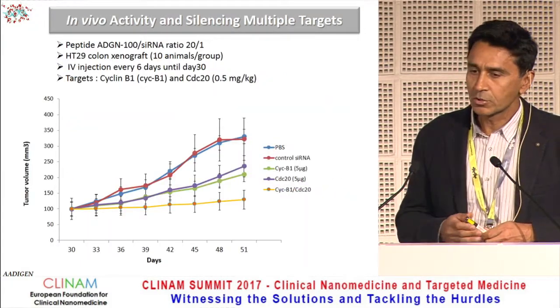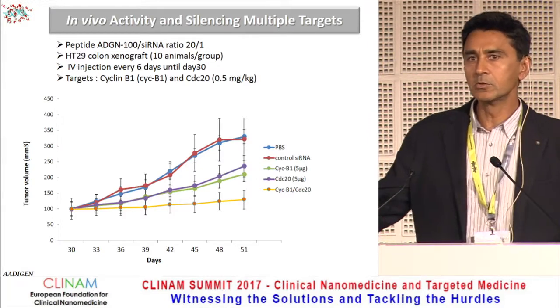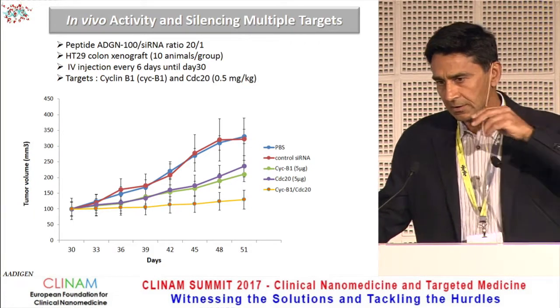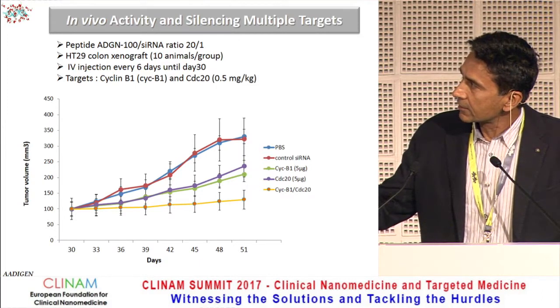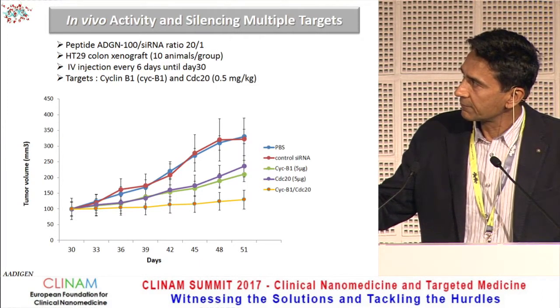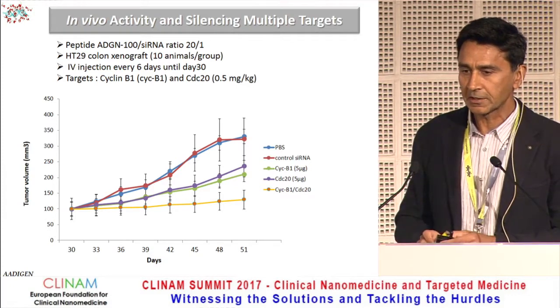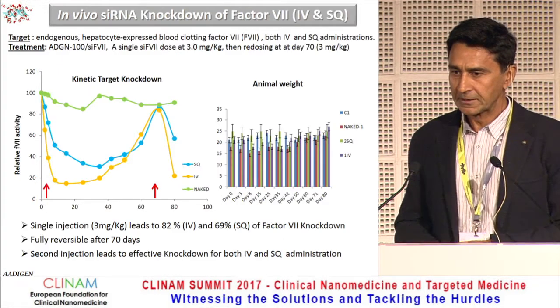Here we've shown the concept that you could silence multiple targets at the same time, whether it's 2 or 3 targets. Here it's 2 targets. We've used cyclin B1 and CDC20, and you can see the individual effects here, and then with the combination you get an additive or synergistic effect. So this concept works well in vivo for siRNA knockdown.